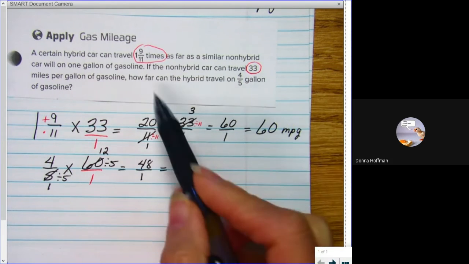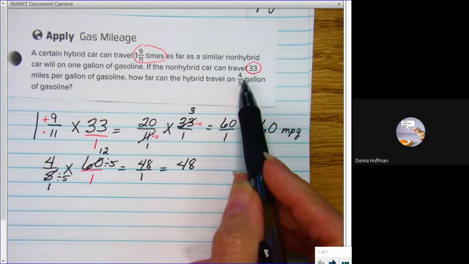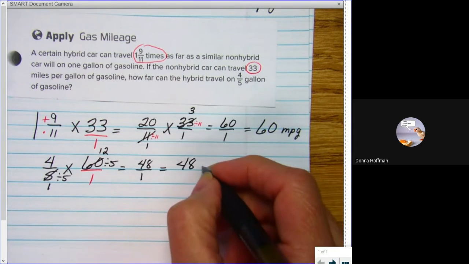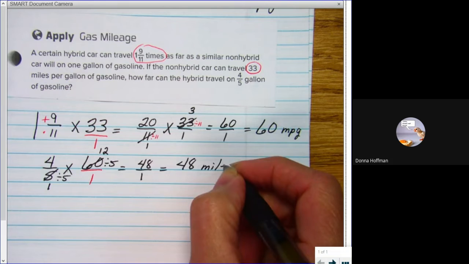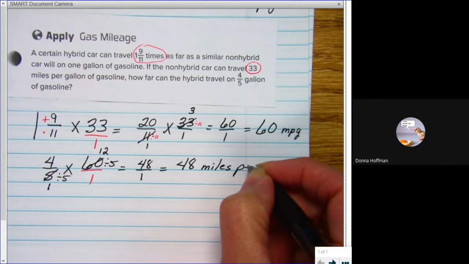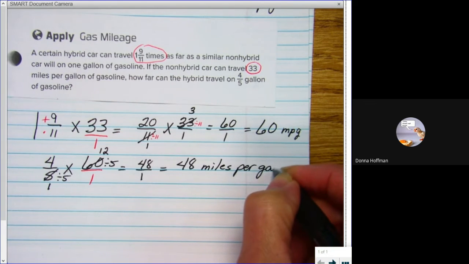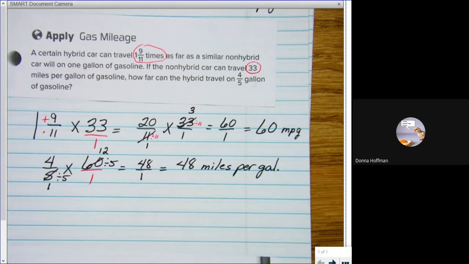48. So how far can the hybrid travel on 4/5 of a gallon of gasoline? 48 miles. So this was definitely 2 steps. I had to find out how many miles it could go, and then I had to find out, based on the gasoline that was given, out of the miles that it can go, how far can it go on that amount of gasoline that was given.